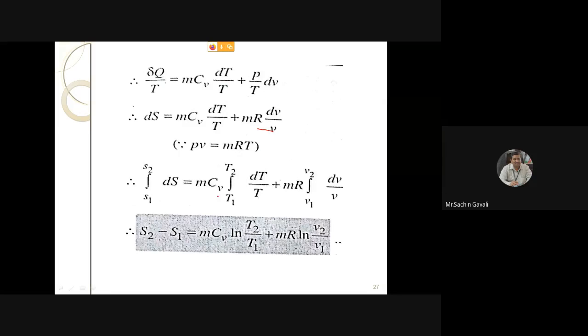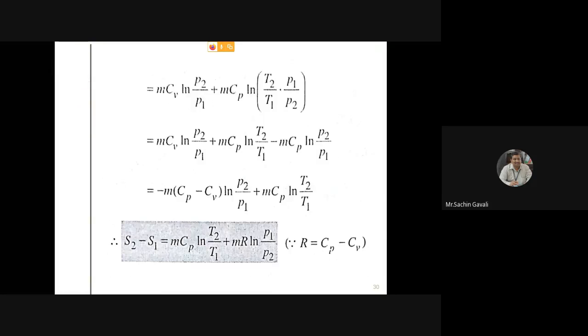And ds is equal to mcv integration of dt by t from t1 to t2, plus mr integration of dv by v from v1 to v2. Or we can say s2 minus s1 is equal to, whatever derivation we got, mcv ln of t2 upon t1 plus mr ln of v2 upon v1. Similarly, in terms of pressure and volume, and in terms of pressure and temperature, we have to do the same thing. All these cases are going to be the same.